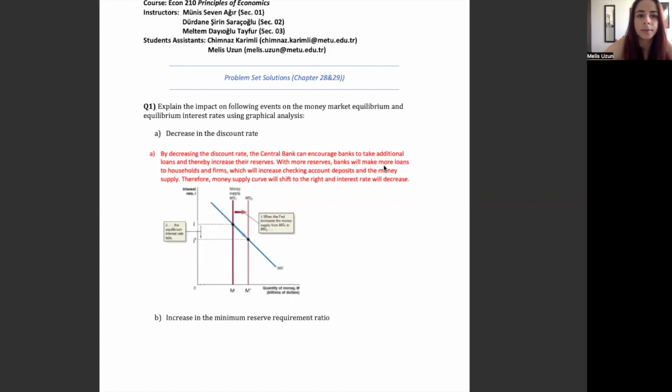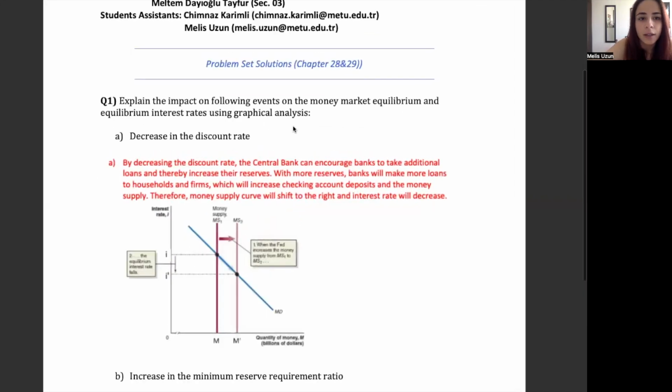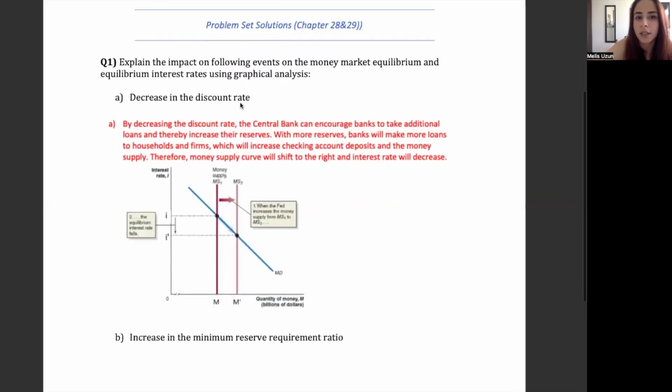Let's start. First question asks us to explain the impact of the following events on the money market equilibrium and the equilibrium interest rate using graphical analysis. It asks us about a decrease in the discount rate. So if there is a decrease in the discount rate, it means the central bank wants to encourage banks to take additional loans so they can increase their reserves. With more reserves, banks will make more loans and the money supply will increase.